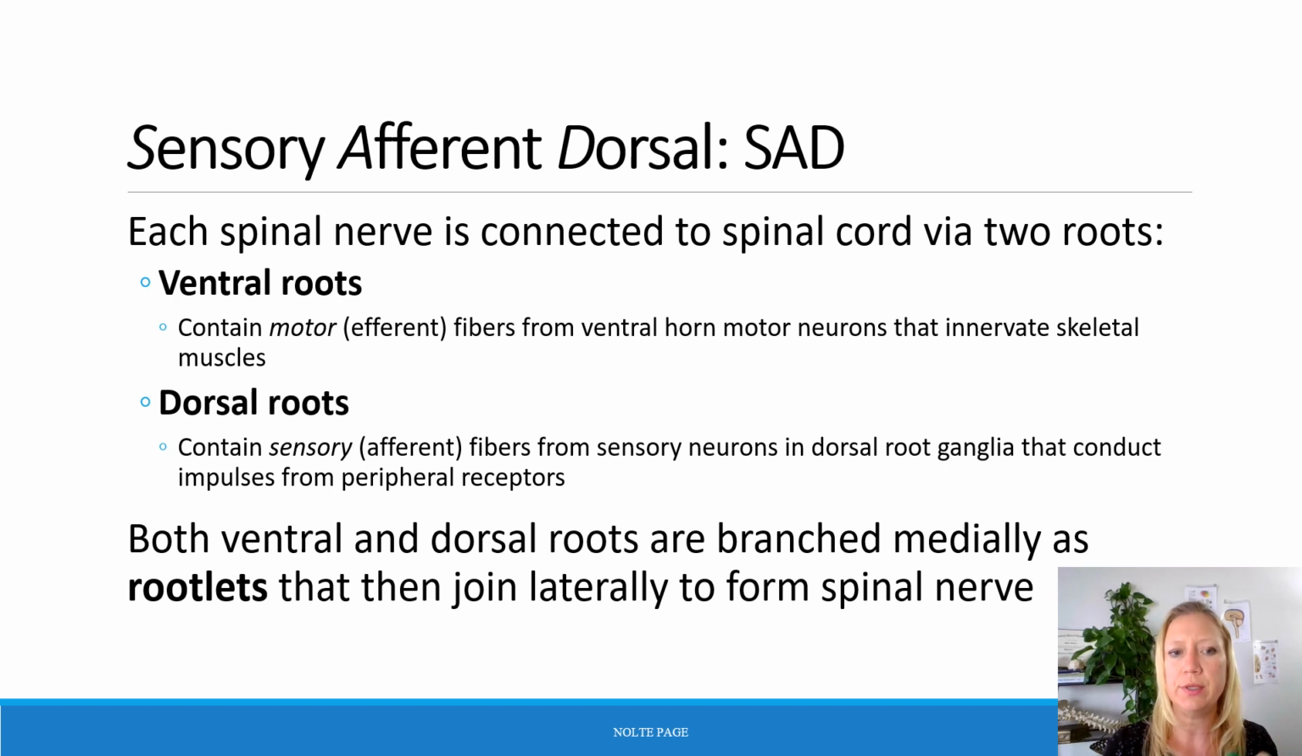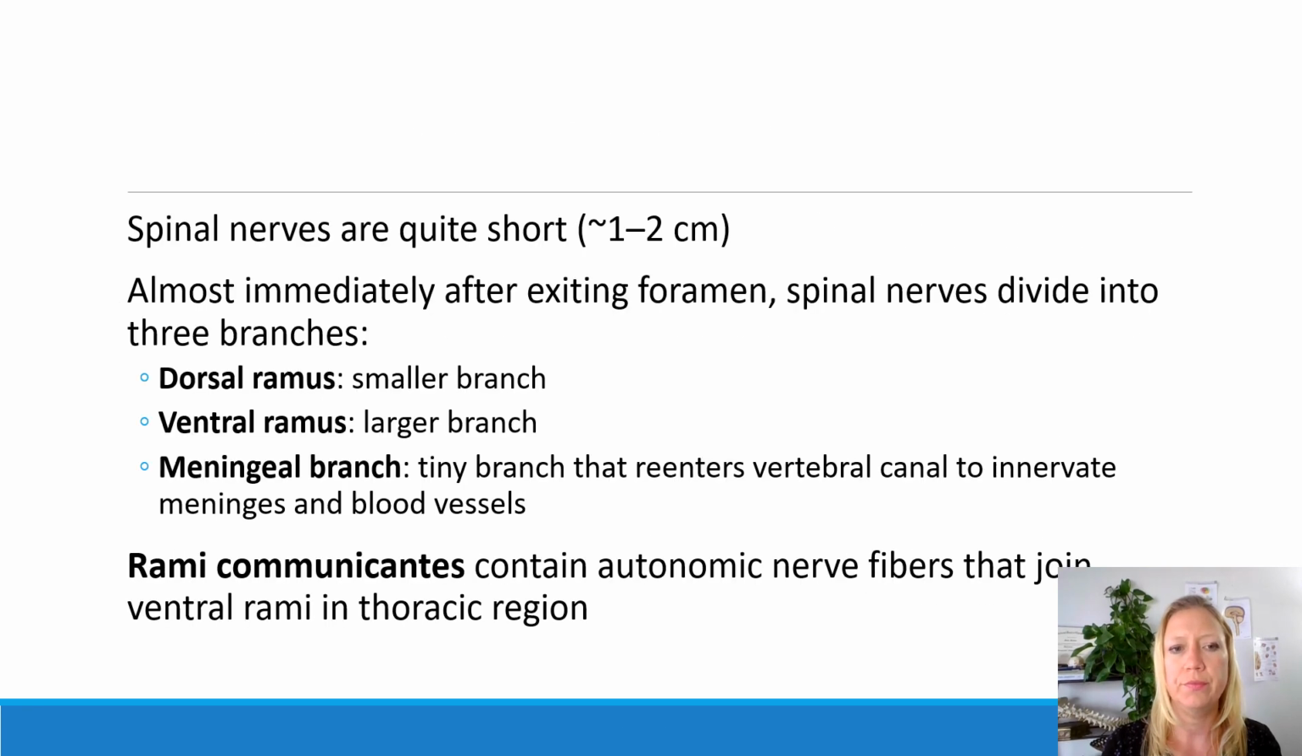Sensory afferent dorsal, a little reminder there for us. Ventral is motor, sensory is dorsal. Then we can see here, almost immediately after exiting the foramen, those spinal nerves are divided out into three branches. We see the dorsal rami or dorsal ramus, that's the smaller one. Ventral is going to be the larger one. And the meningeal is a tiny branch that re-enters that vertebral canal to innervate the meninges in the blood vessels.